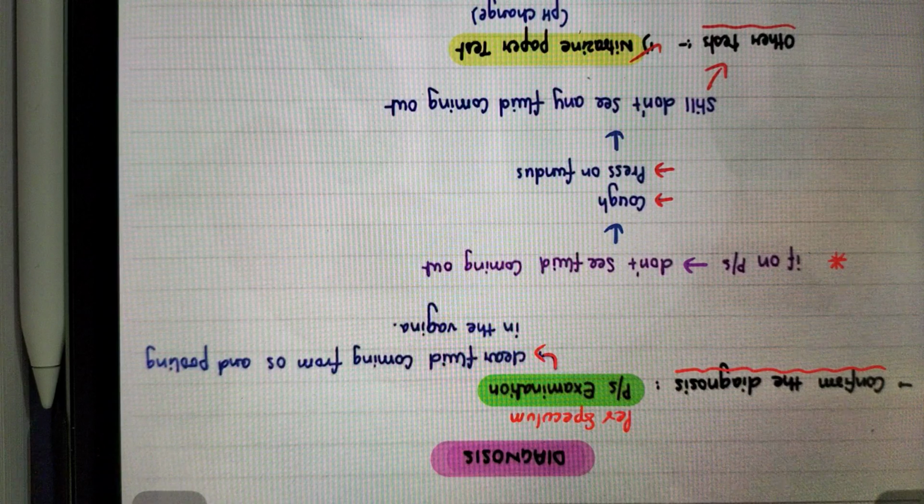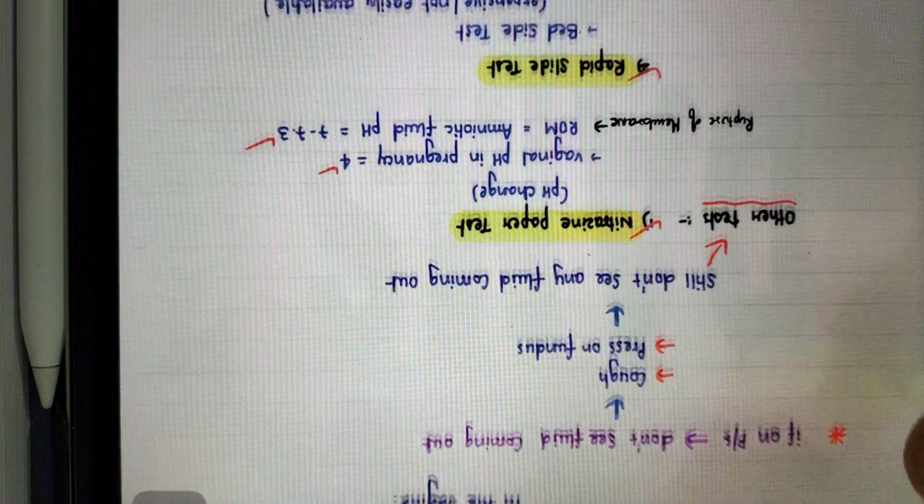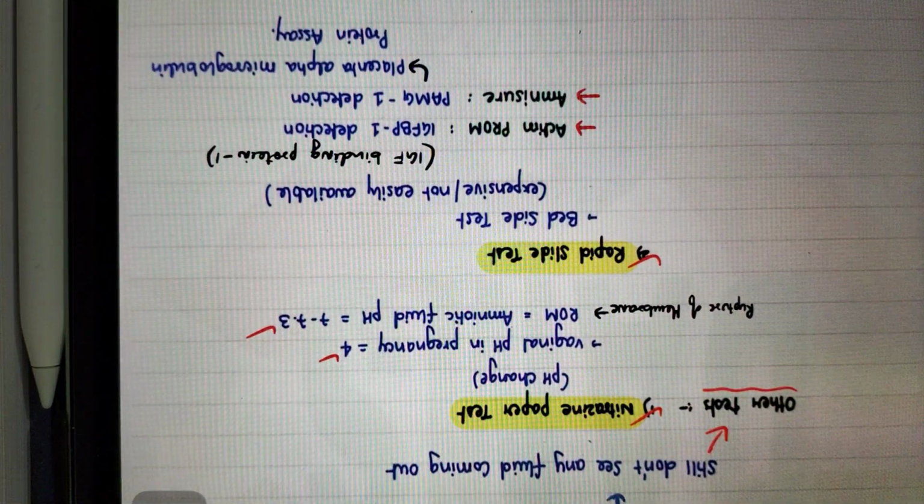Now, diagnosis of PROM. We can confirm the diagnosis by per speculum examination. On per speculum examination, we can see clear fluid coming from os and pooling in the vagina. If on per speculum examination we don't see fluid coming out, we ask the patient to cough and we can press on the fundus. If still we don't see any fluid coming out, we can perform other tests.